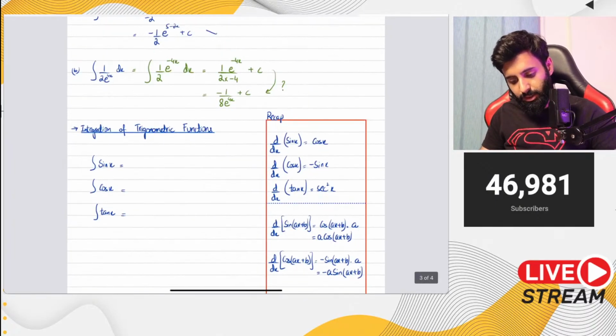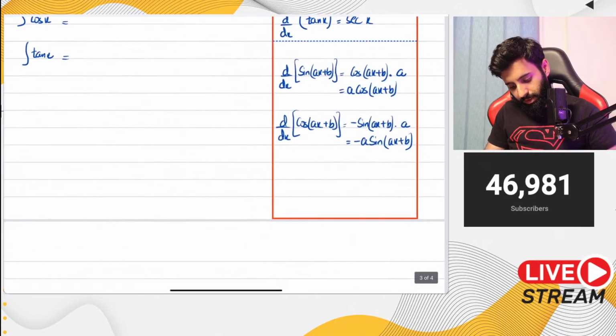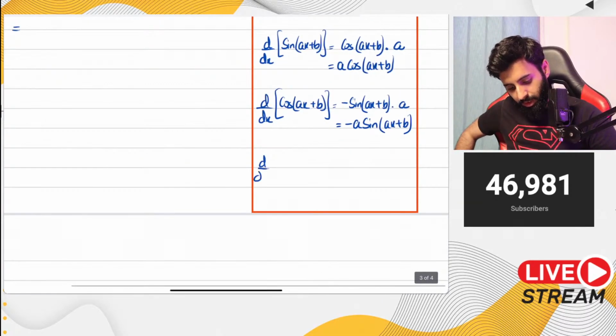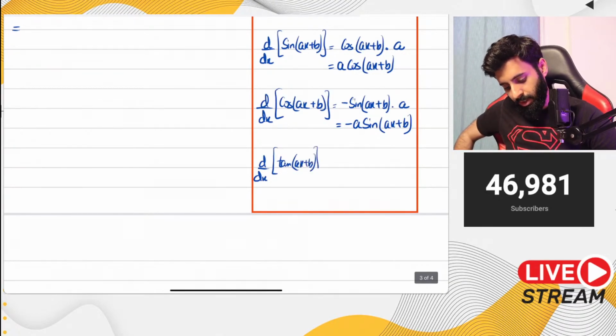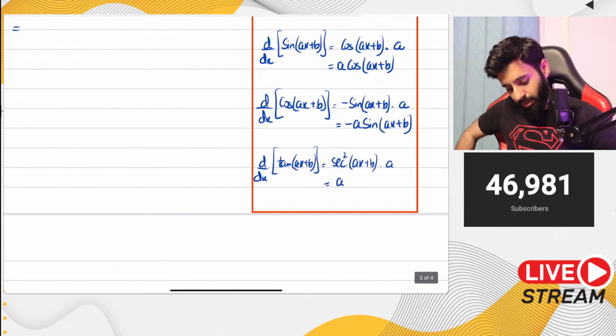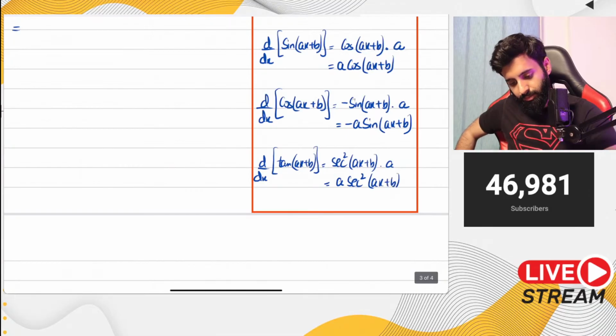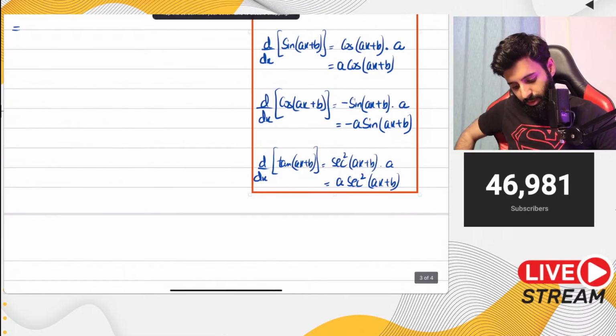The case of tan also isn't any different. It's the same. d/dx of tan(ax + b) is going to be sec²(ax + b) multiplied by a. So you end up with a sec²(ax + b). This is how it works with tan.